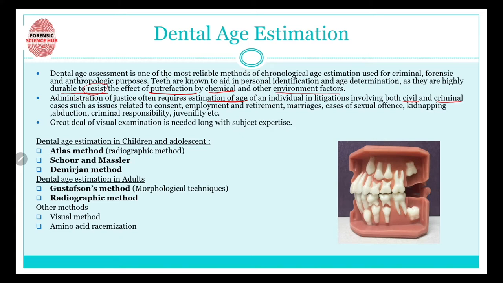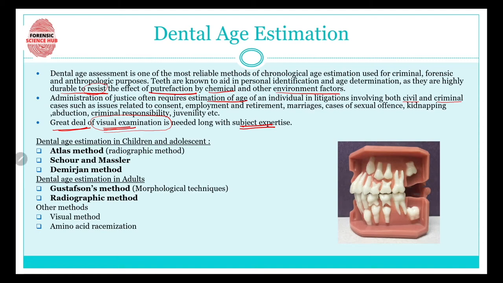And for that we need a great deal of visual examination along with subject expertise. So we need to be very thorough with the knowledge. Other than the knowledge, we also need a great deal of visual examination. The forensic odontologist must thoroughly study each and every aspect of that particular tooth in order to determine the age of the person, and hence visual examination is a very important step in this. Now there are different methods for determining the age.